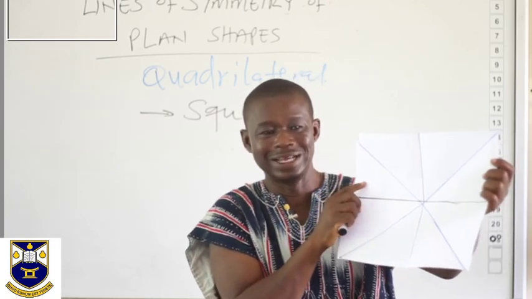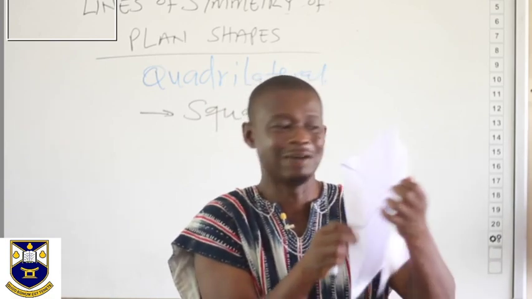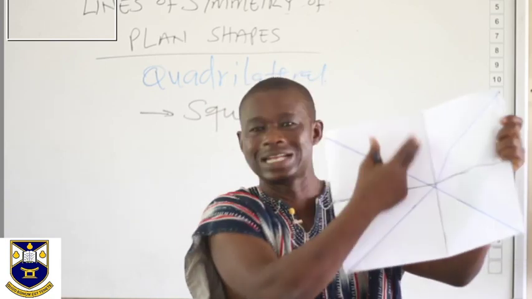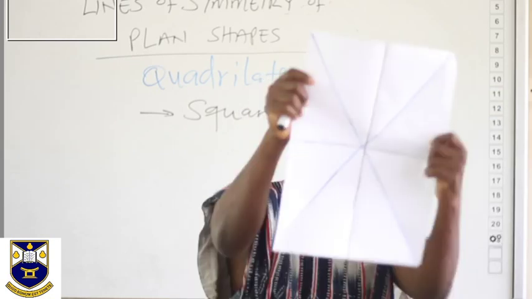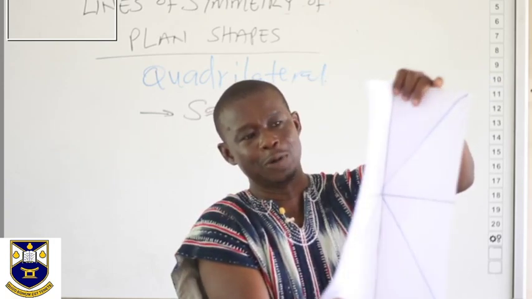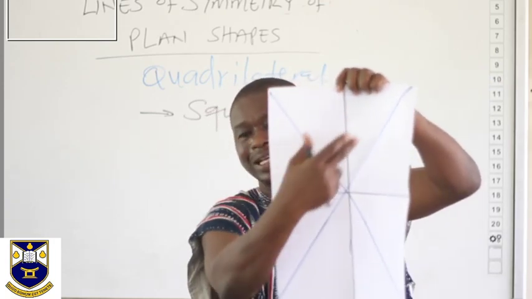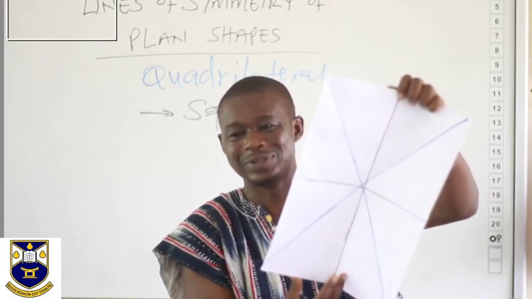And not only the area, it's exactly the same, identical. Therefore, the line here is a line of symmetry. Now we can also fold it along this length. Now when I open it up, this side is identical to this side. So this line too is a line of symmetry.